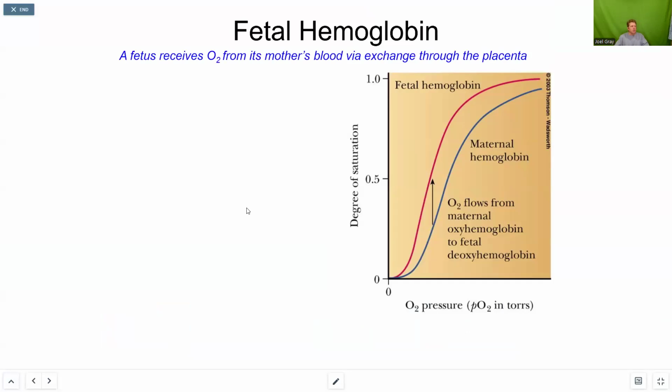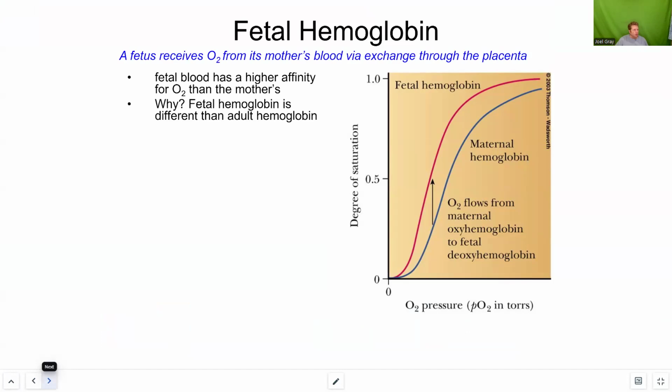Okay, so fetal hemoglobin is the form of hemoglobin that a fetus has. A fetus receives O2 from its mother's blood through exchange through the placenta. Now, fetal blood has a higher affinity for O2 than the mother's. So you might think, oh, well, they're going to be fighting it out. Well, fetal hemoglobin is different structurally from adult hemoglobin. Adult hemoglobin, remember, has that alpha 2 beta 2, so it's a dimer of dimers. Fetal hemoglobin is as well, but rather than 2 alpha and 2 beta subunits, fetal hemoglobin has 2 alpha and 2 gamma subunits.